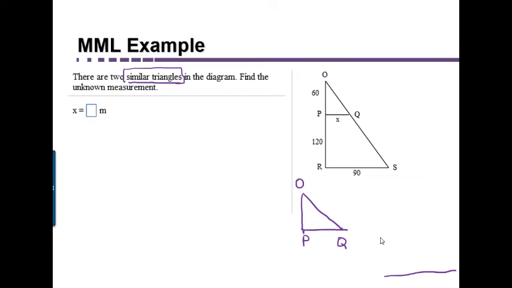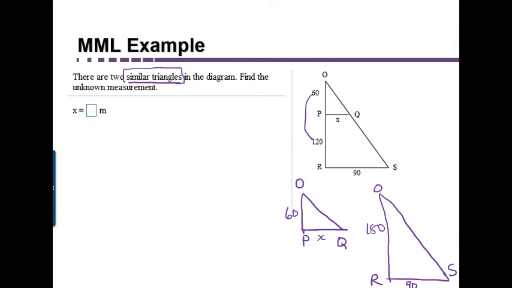My triangle looks a little messy. Let's fix that. All right, so let me draw it again. Triangle ORS. Okay, so PQ has length X and RS has length 90. OP has length 60 and OR has length 120 plus 60, which is 180.